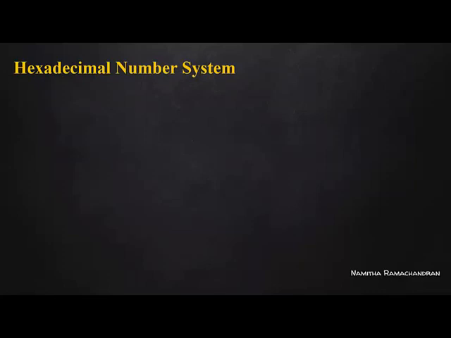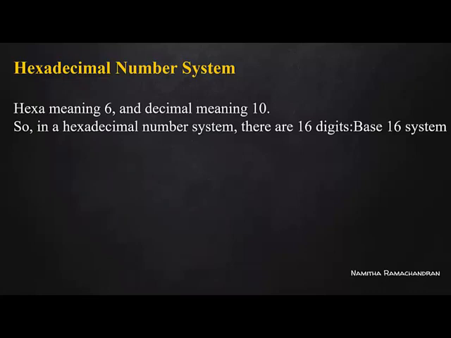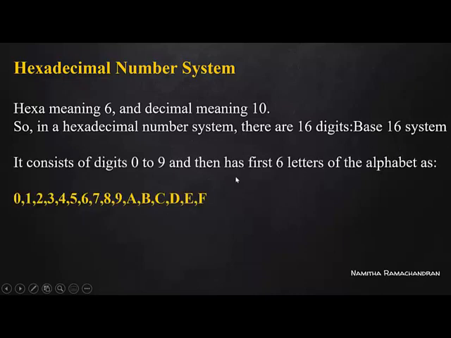Okay, now we can consider our next system, that is the hexadecimal number system. Here hexa means 6 and decimal means 10, so a total of 6 plus 10, 16 digits are used here. So this one is a base 16 system. What are the 16 digits used here? The digits from 0 to 9 and 6 alphabets. What are the 6 alphabets? A, B, C, D, E and F. So these 16 digits are the base of our hexadecimal number system.